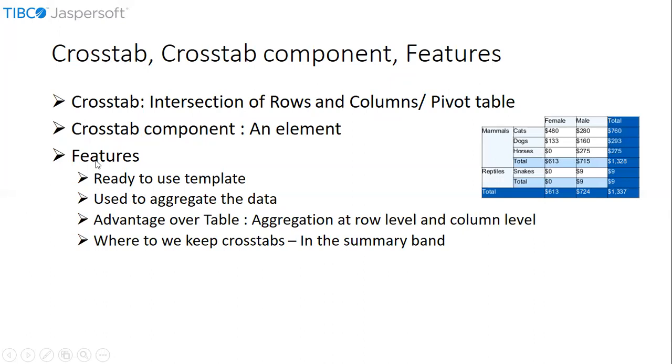Let us have a look at some of the features of crosstab component. A crosstab component is a ready-to-use template. It is generally used to aggregate the data at row level and column level. One of the major advantages of crosstab components over a table is that we can aggregate the data at row level and column level. Whereas in a table component, we can aggregate the data only at column level. We generally keep the crosstabs in the summary band of a report.